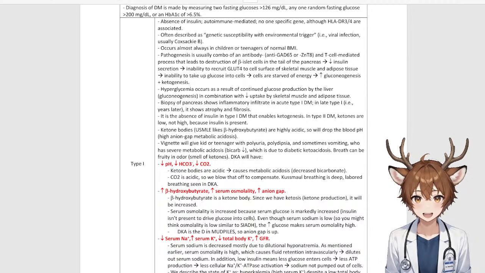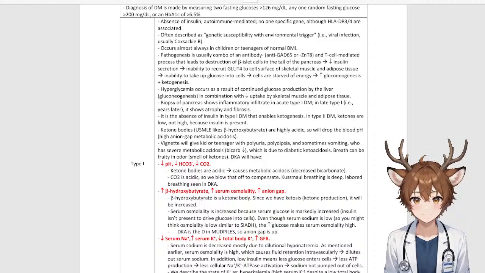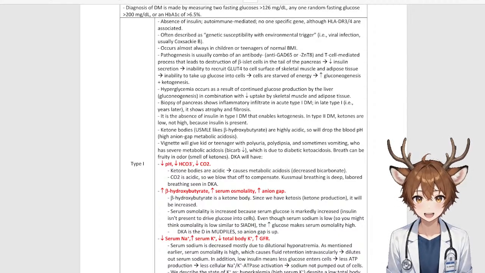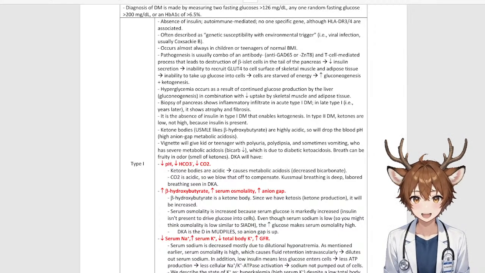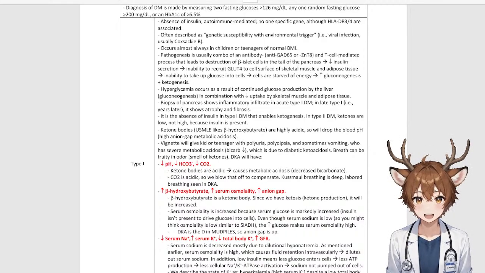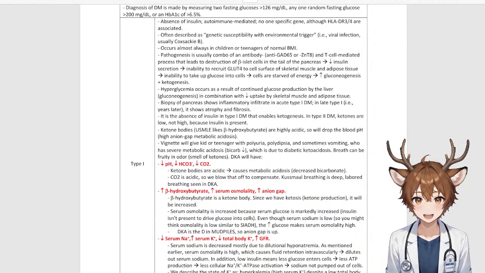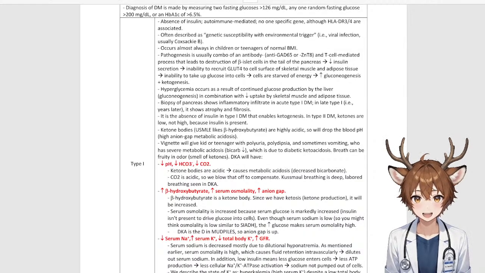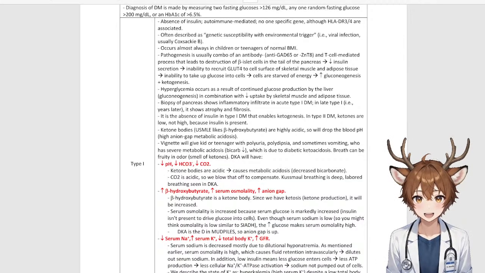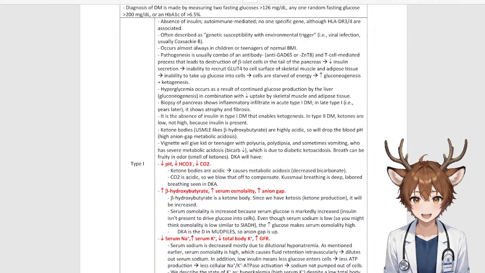Pathogenesis is usually a combo of an antibody, anti-GAD65 or ZnT8, and a T-cell mediated process that leads to the destruction of the beta islet cells in the tail of the pancreas, leading to a decrease in insulin secretion. This leads to an inability to recruit GLUT4 to the cell surface of skeletal muscle and adipose tissue, causing an inability to take up glucose into cells, so cells are starved of energy, which causes gluconeogenesis and ketogenesis. Hyperglycemia occurs as a result of continued glucose production by the liver, gluconeogenesis, in combination with the decrease in uptake by skeletal muscle and adipose tissue.